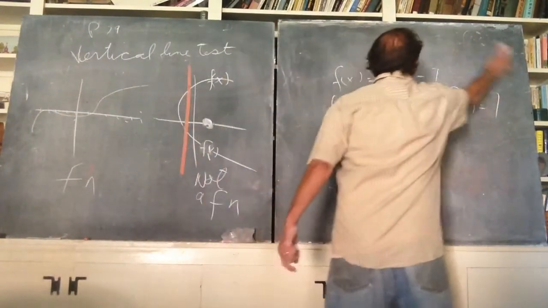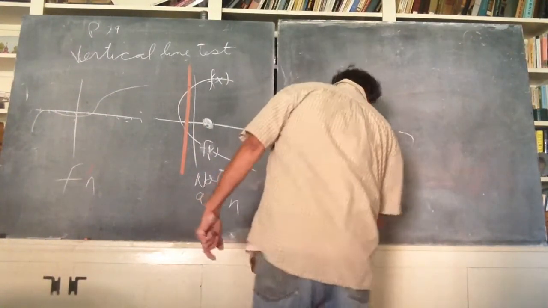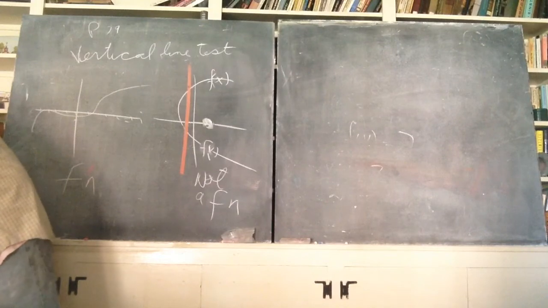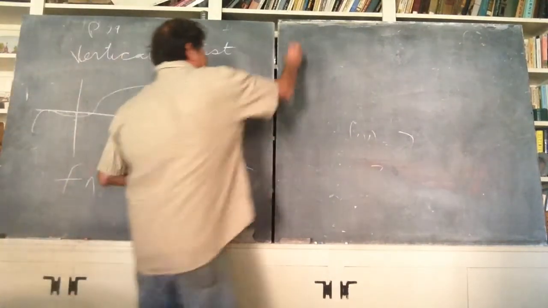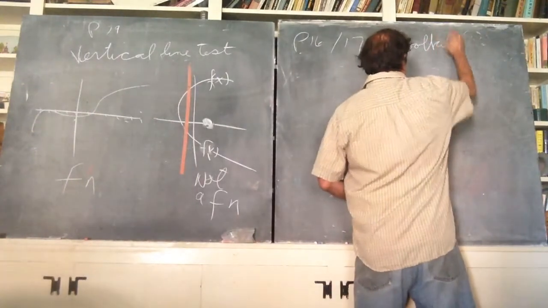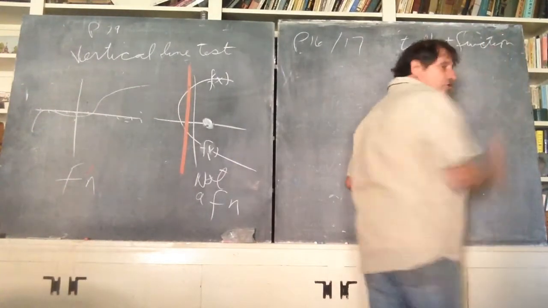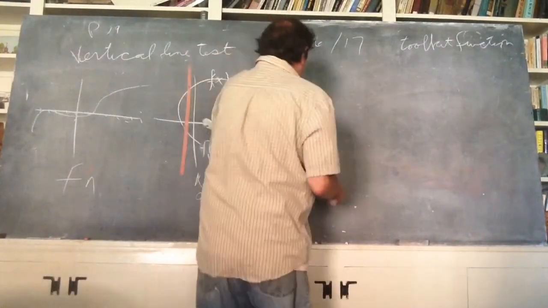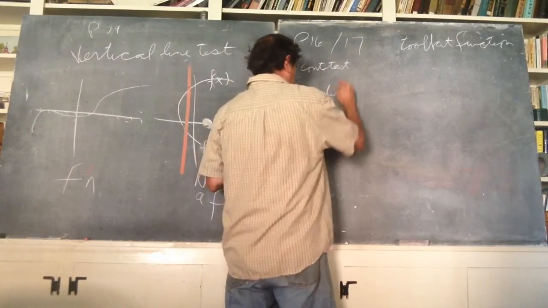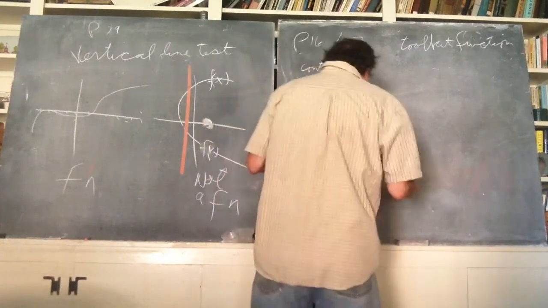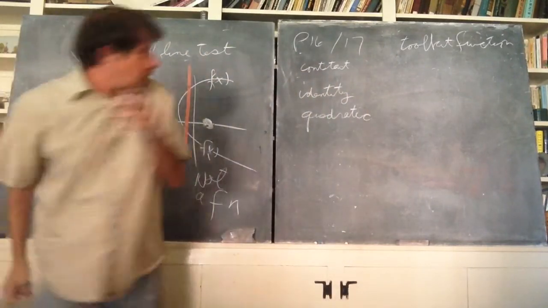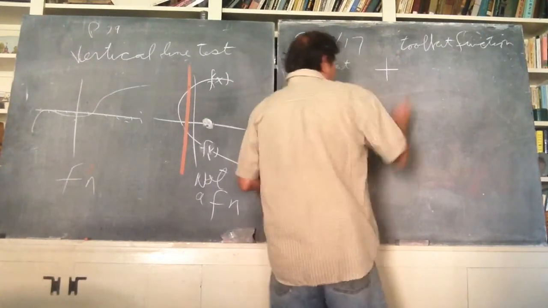And then there's one more thing. This is on pages 16 and 17, and they're called toolkit functions. The last thing I ask you to do on your homework is draw a real quick sketch of all the toolkit functions. There's a constant function, an identity function, a quadratic. Each one of these, a constant function is just a horizontal line.